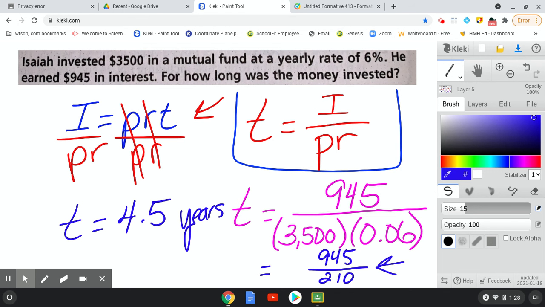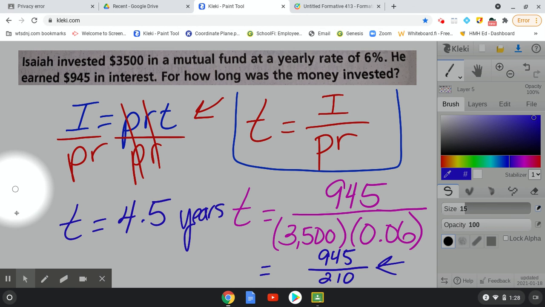So remember, knowing what they're asking is the most important thing, because then you need to rearrange your formula for your missing piece. The part that you're solving for, the variable that you're solving for, you want that to be by itself. Okay? I hope this was helpful, and I will talk to you guys soon.